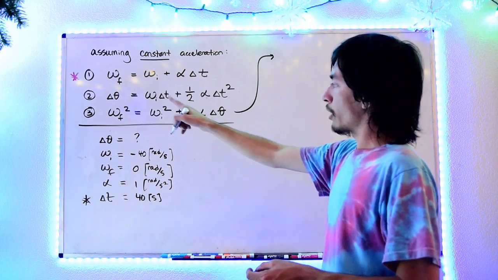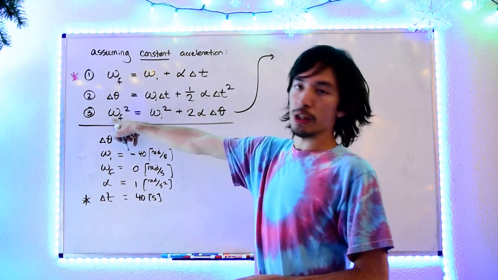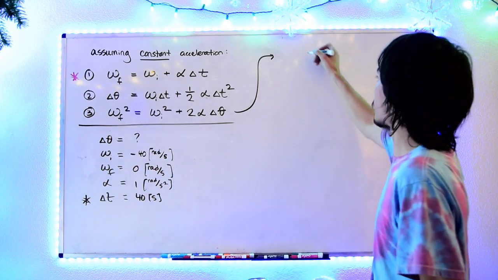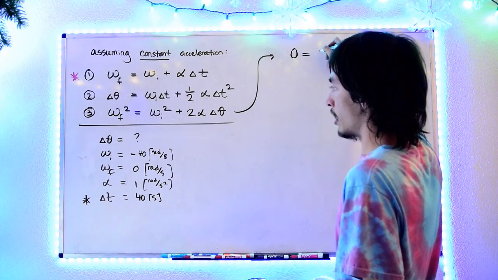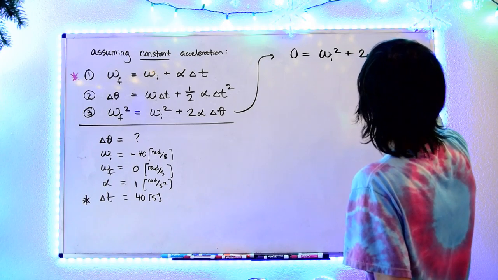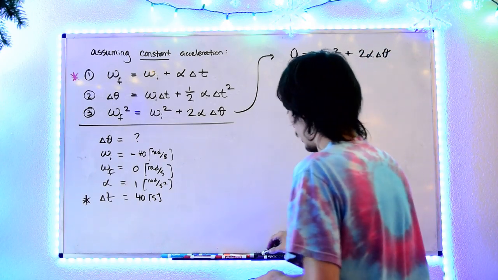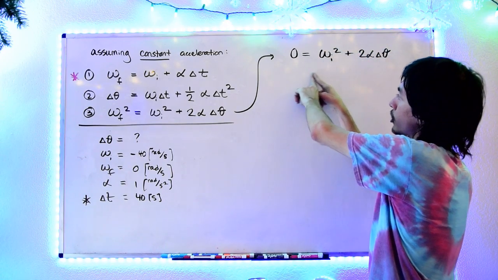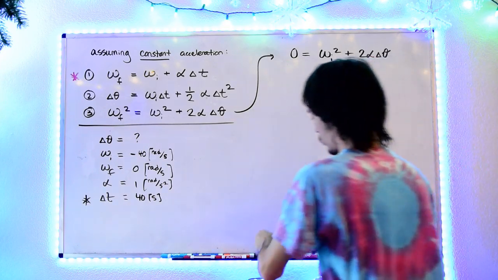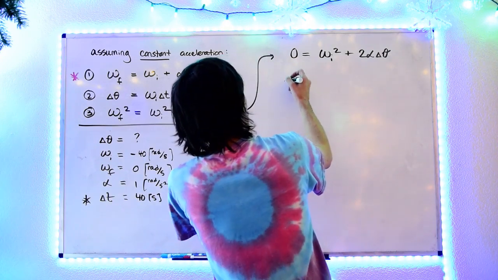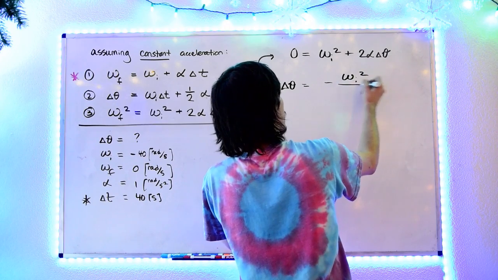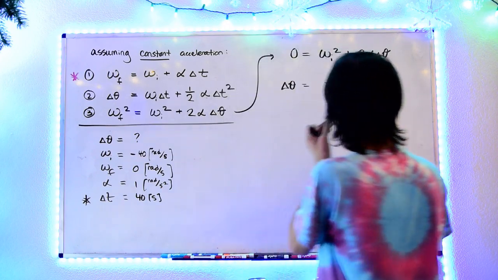Now, I will get rid of the angular speed or velocity final, because it does come to rest. So I will set the left side to 0. 0 equals omega initial squared plus 2 alpha delta theta. We're going to move over the first term as a negative, and we'll divide off by 2 alpha. So that solves for delta theta. Delta theta equals negative omega initial squared divided by 2 alpha.